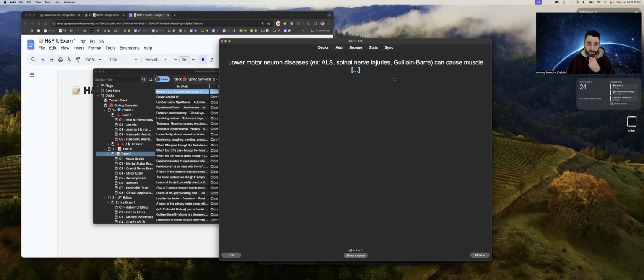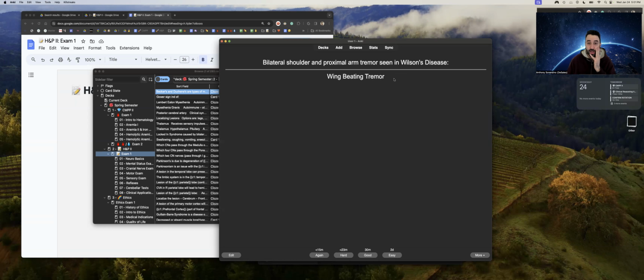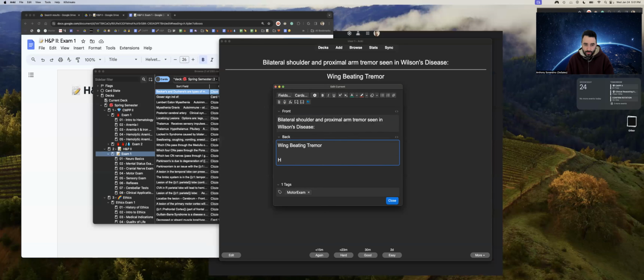Lower motor neuron diseases like ALS, spinal nerve injuries, Guillain-Barré can cause muscle wasting or atrophy. Bilateral shoulder and proximal arm, so like up towards the shoulder, tremor seen in Wilson's disease. I don't remember the name of this. Okay, a wing beating tremor. So they both start with W. Maybe House was calling Wilson a chicken. So Greg House was calling Wilson a chicken. So you have this wing beating.